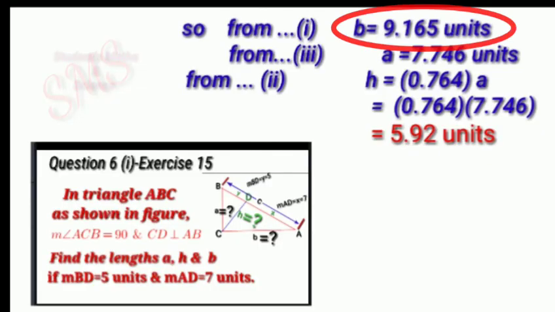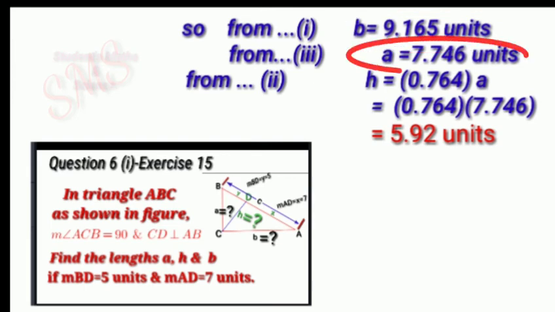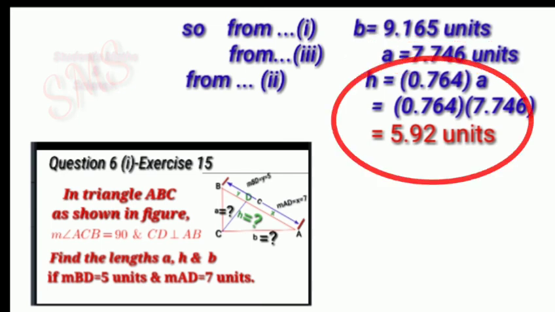So the value of B is 9.165 units and the value of A is 7.746 units. So the value of H becomes, by putting the value of A, 5.92 units.